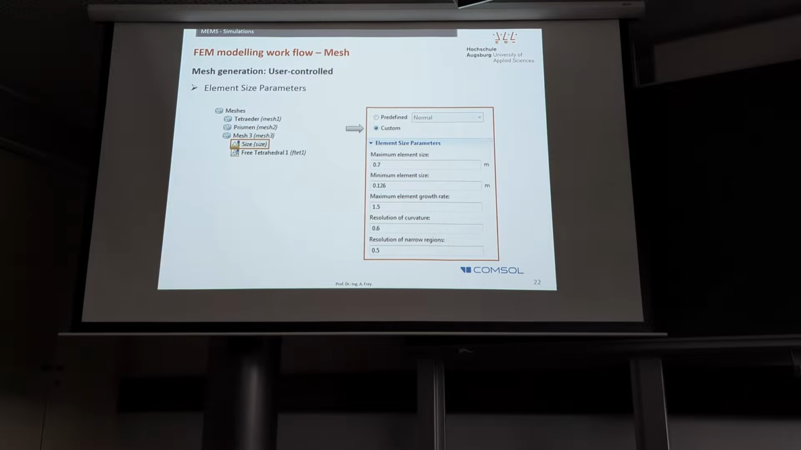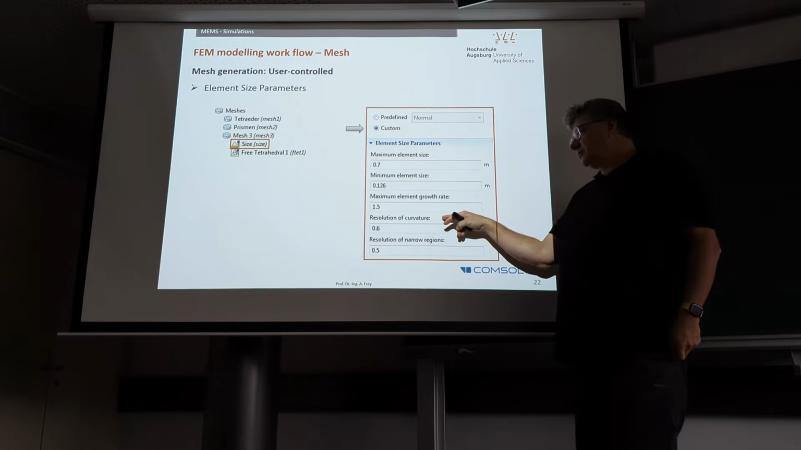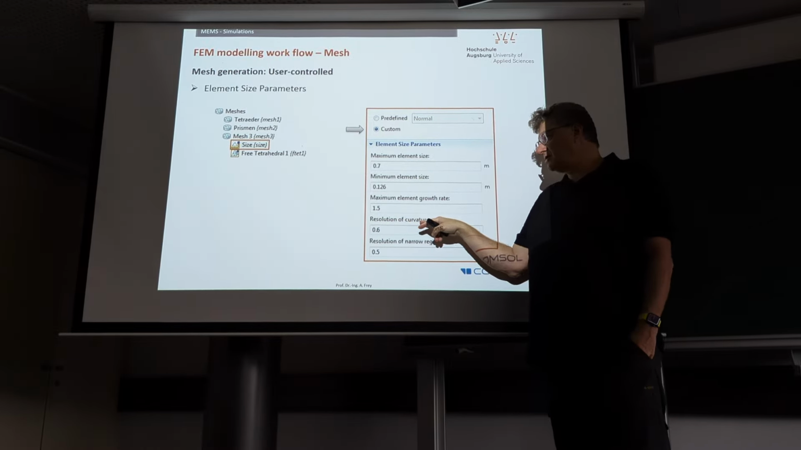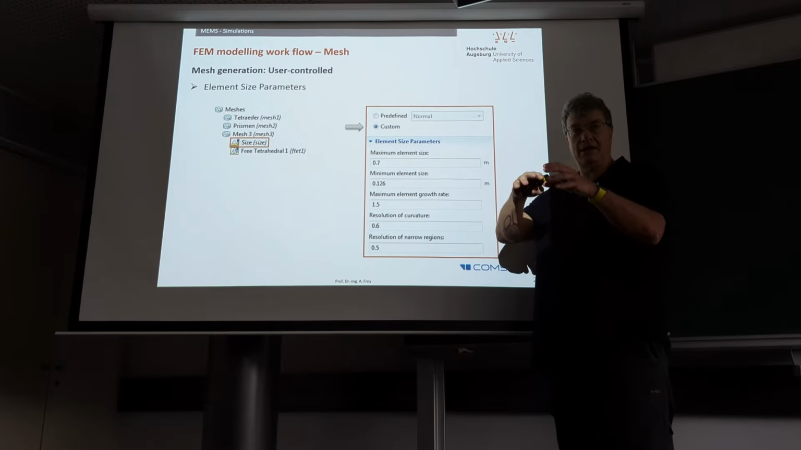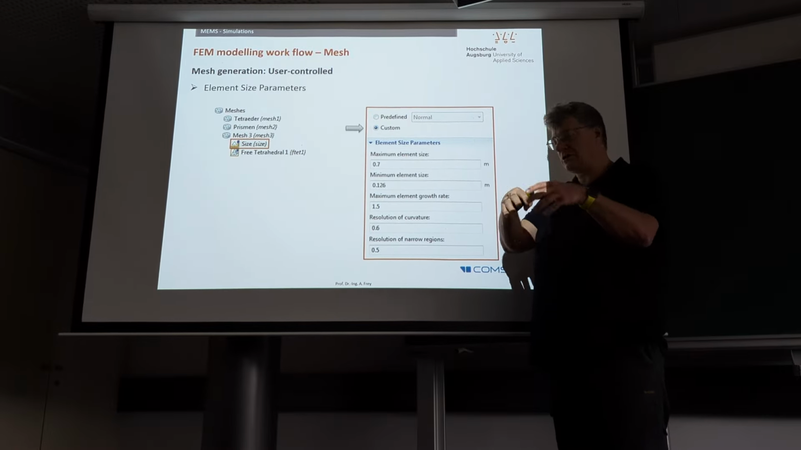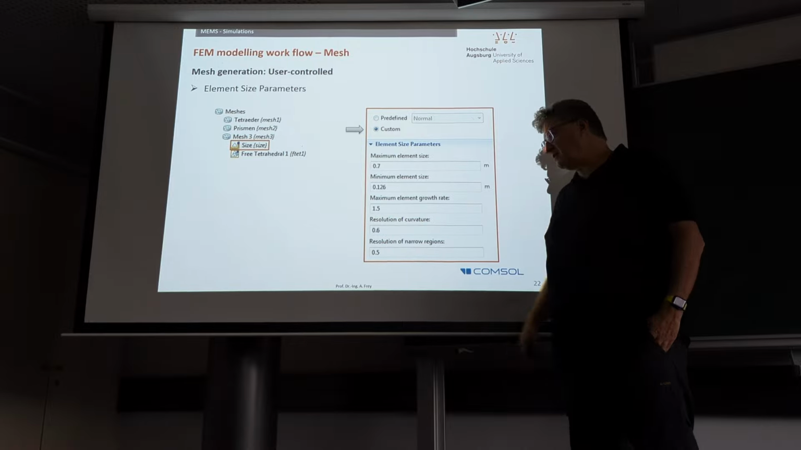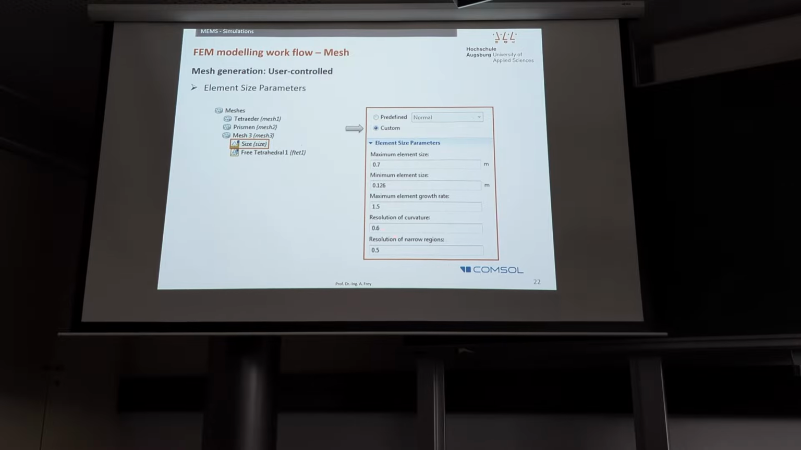Then you explicitly have a parameter that allows you to control in a global way the resolution of geometry, of curvature. So if you change that, you create more mesh elements for a curvature than if you have another parameter here. And something similar if you have a narrow region.